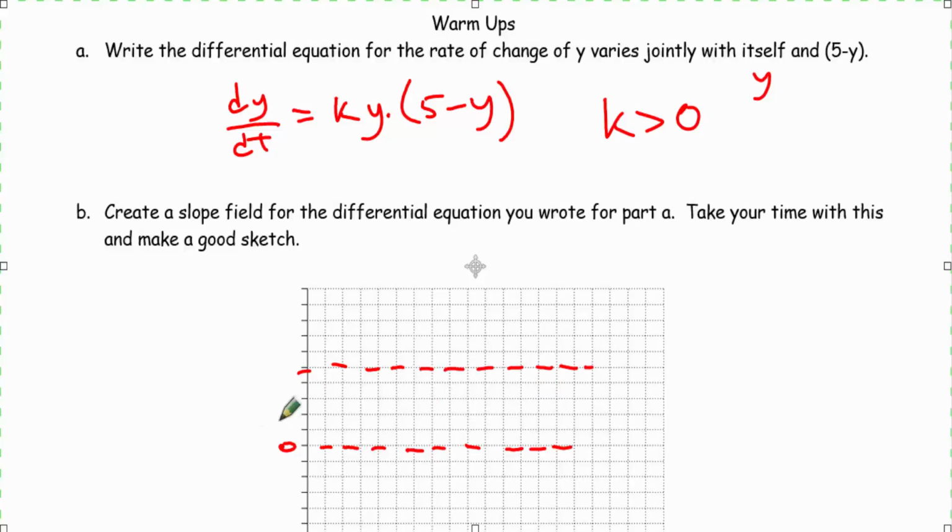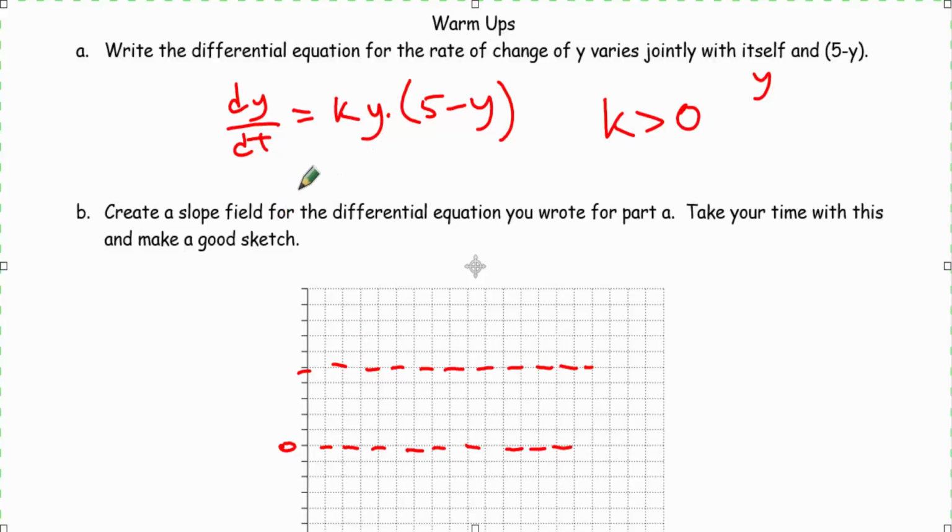Now they're not really going to be quite the same. So let's see here. What happens if y is between 0 and 5? So let's say like 1, I get a positive number because I'm saying k has got to be greater than 0. And 5 minus 1 is 4. So if y is 1, I get something times something else, but I get a positive number. So everywhere in here, I'm going to get a positive number.